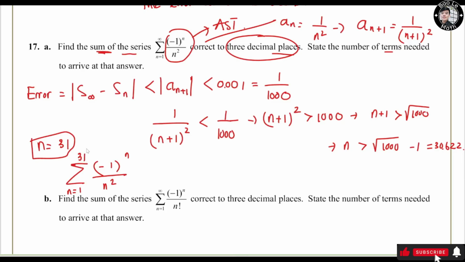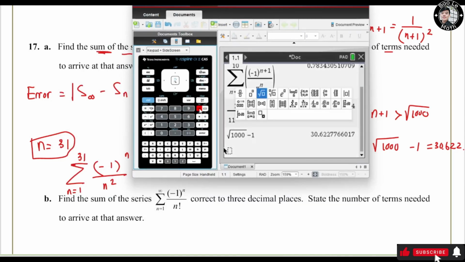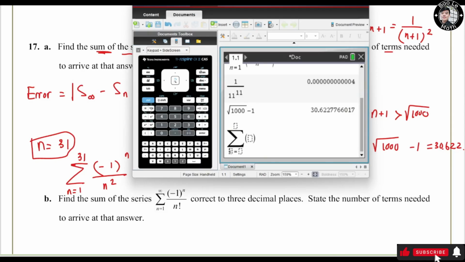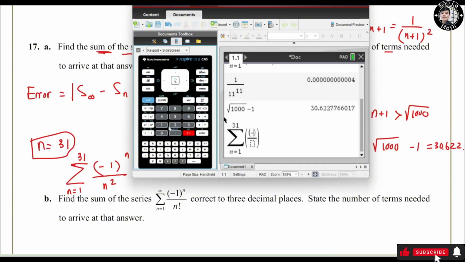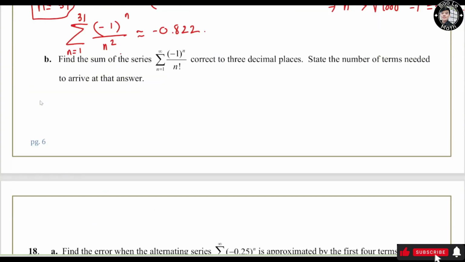So you're going to pull up the calculator, press the button right here, pick the summation notation right here, right? And it goes from 1 to 31. Hit the fraction, negative 1 raised to the n over n squared, and then press Ctrl Enter. It's going to give you negative 0.822, right?